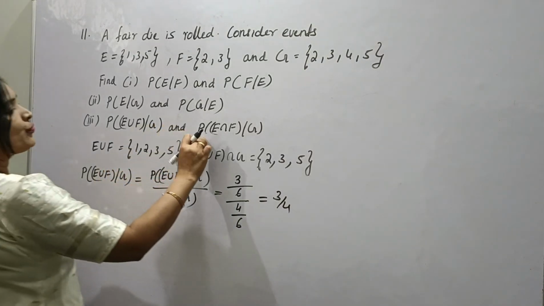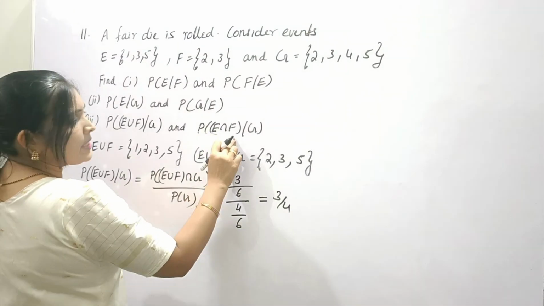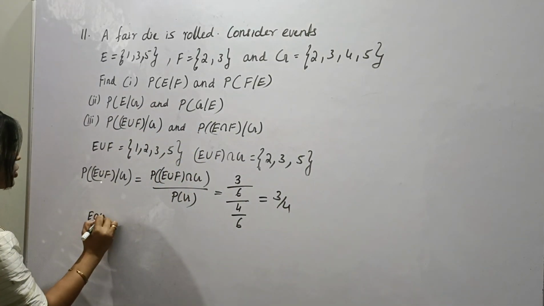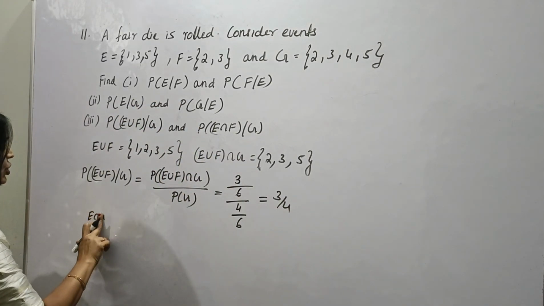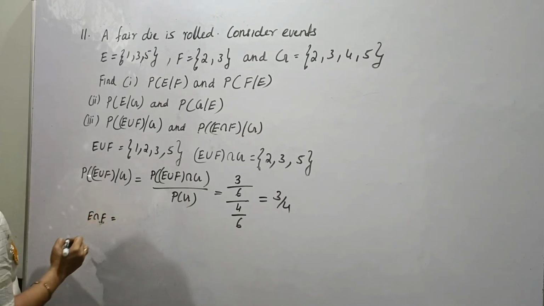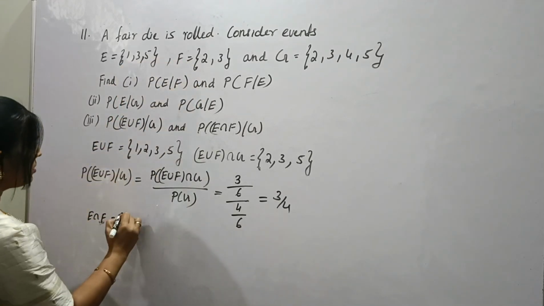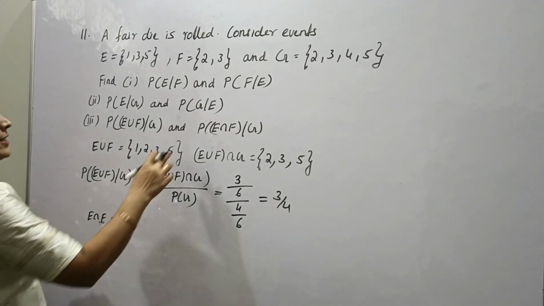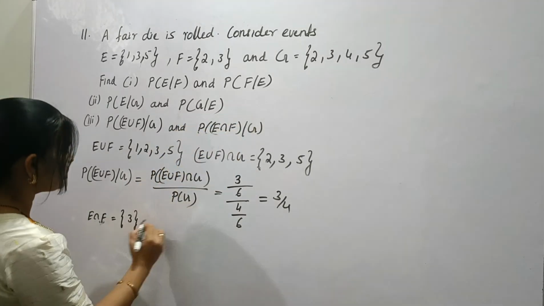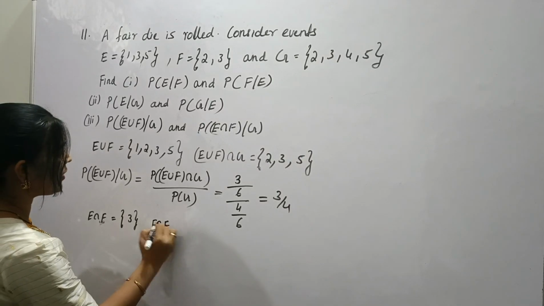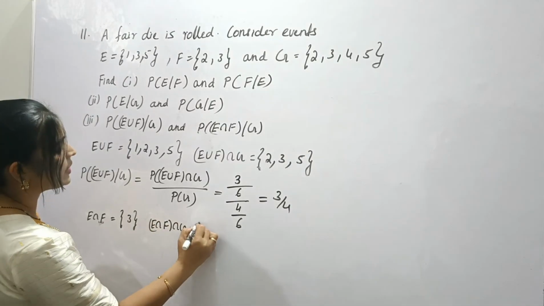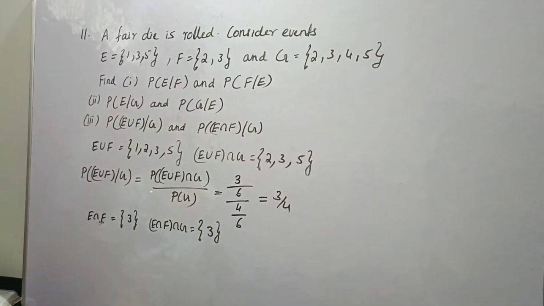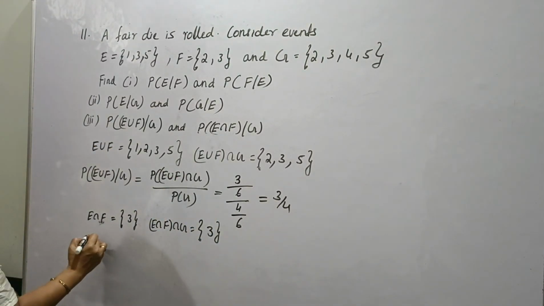Then next we have to find probability of E intersection F given G. So let's find E intersection G. Sorry, E intersection F. E intersection F is equal to only one common element, that is 3. Okay. Next, let's find E intersection F intersection G. Okay. E intersection F intersection G, that is equal to 3, right? 3.